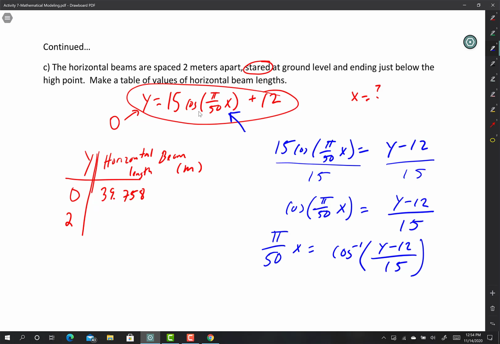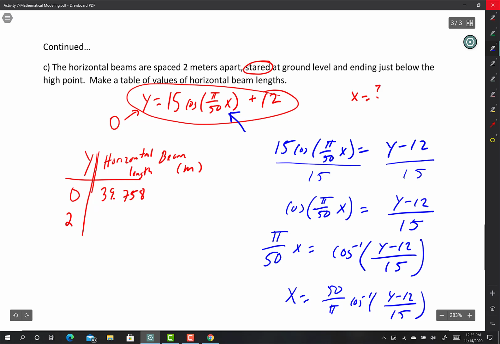And if you're wondering, how come you're not writing plus 2 pi n? Well, this roller coaster is not doing this over and over again. I'm just looking at a section of the roller coaster. So that's why I'm not writing plus 2 pi n. When you multiply by the reciprocal, it would be 100 n, because the 100 is the period. So now I'm going to multiply by the reciprocal. x equals 50 over pi arccosine of y minus 12 over 15. And there it is, guys. So this will give me all my values depending on what y is.